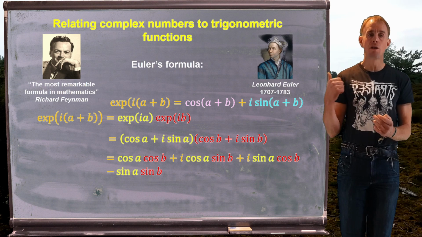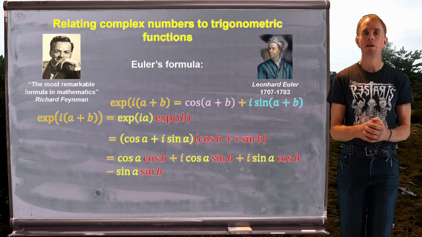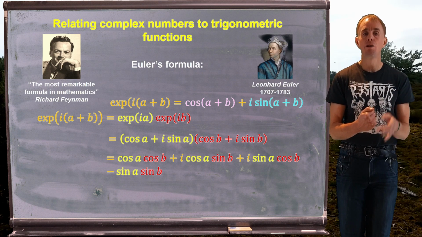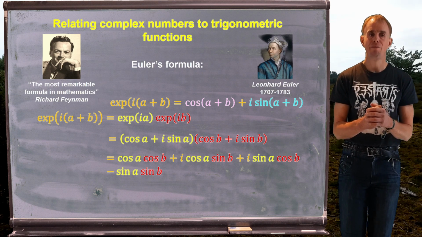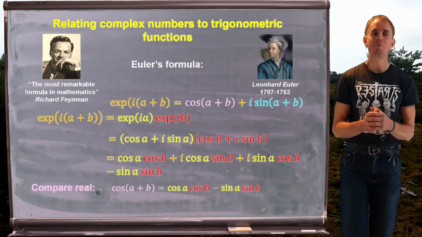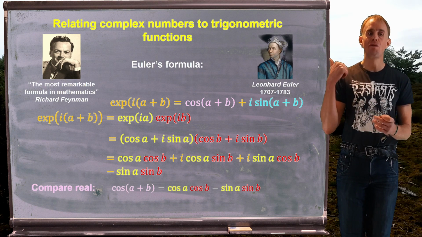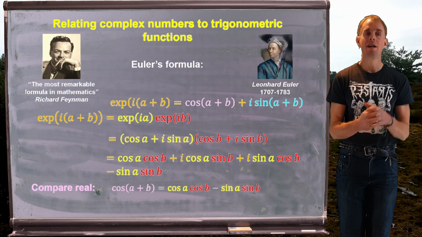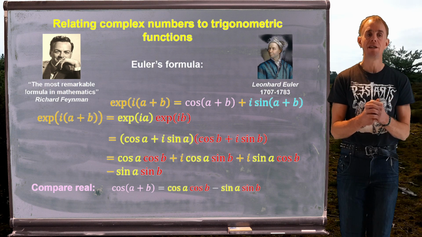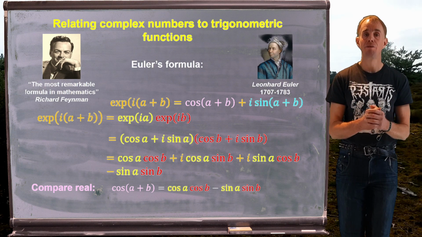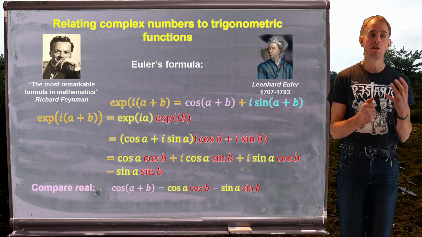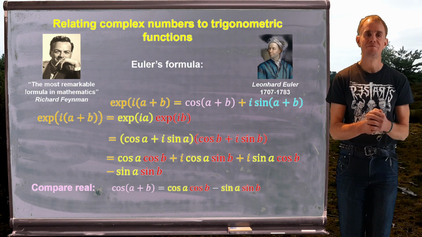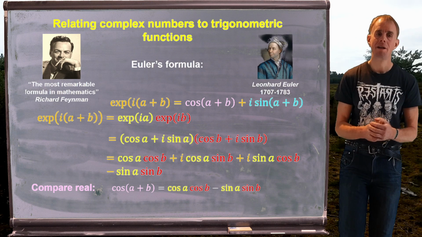That gives us cos a cos b minus sine a sine b as real parts, and cos a sine b plus sine a cos b as imaginary parts. So we can compare the real parts from the first line, cos(a plus b) plus i sine(a plus b). If we compare the real parts of cos(a plus b) to the real parts in the formula that we've just derived, we can see that cos(a plus b) is cos a cos b minus sine a sine b. So you might recognise that as a cosine rule.